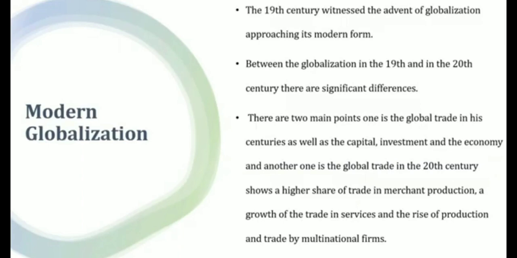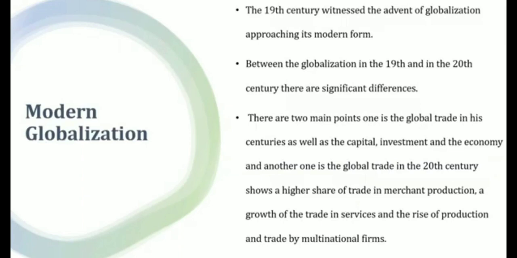Okay, but in the 20th century, there is a trade in merchandise production, a growth of the trade in services, and the rise of production and trade of multinational firms also happens in the 20th century. Are you clear, students? In modern globalization, when it started, during the 19th and 20th century only, there is a vast difference between the 19th and 20th century.